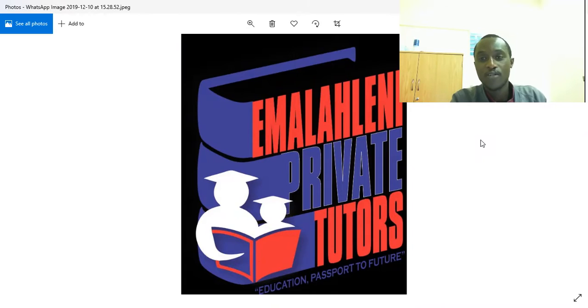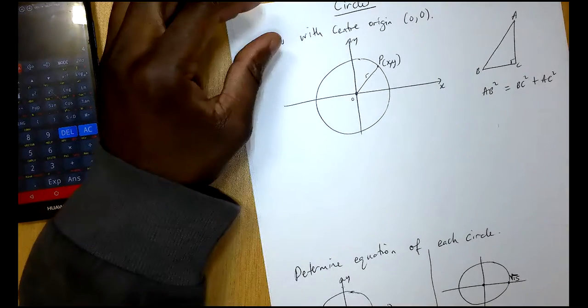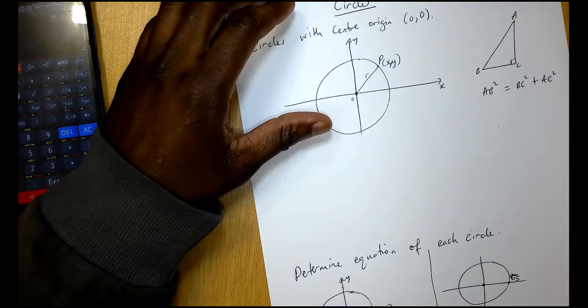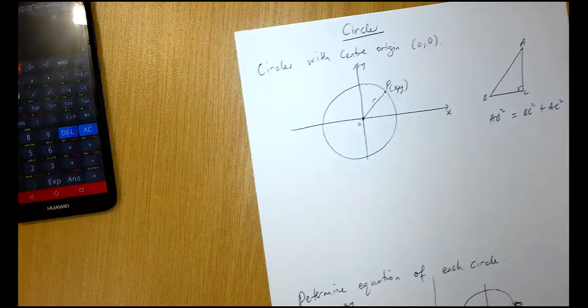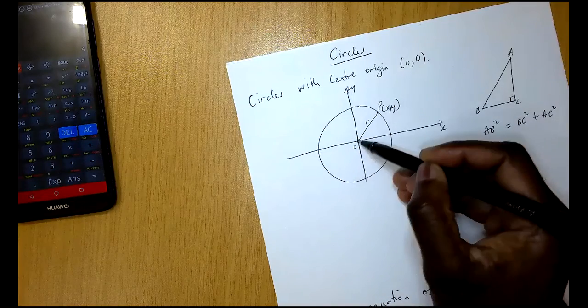Today we are going to work on analytical geometry and we'll continue with the circles. We are working with circles with the center as the origin. So let's see what we have here. Our origin here is 0.